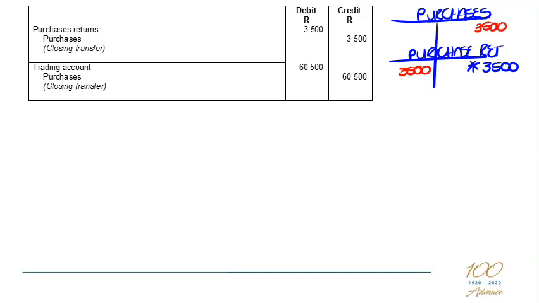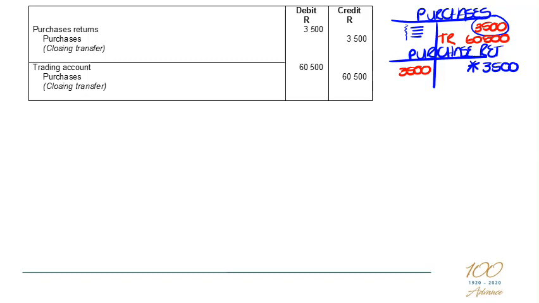In my purchases account, I would have had transactions on the debit side. So to close off the purchases account, I will take all these debits minus the purchase returns, and that will result in a credit entry in purchases of 60,500, which will be closed off to the trading account.